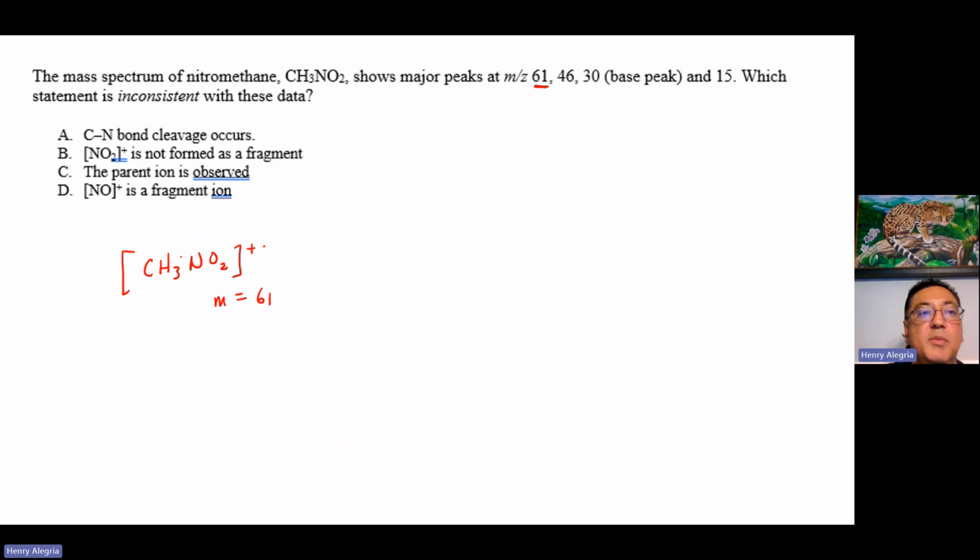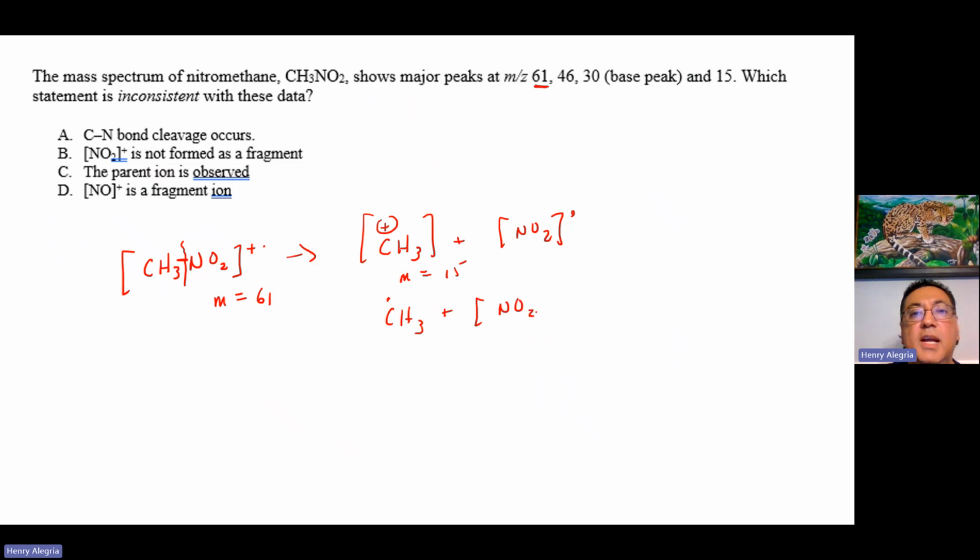So if I break, and I'll just, maybe I should have drawn it this way, the bond there. So it makes sense that if I break that bond, I could end up having the plus charge here, and therefore this would end up being the radical, and the mass here would end up being 15. And it is possible that this is the radical, and therefore the ion is going to be this one, which would be 61 minus 15, which would have a mass of 46. So this one would account for that. This one would account for this. The third is the one that we really haven't accounted for. Let's look at our choices. So which statement is inconsistent with these data?